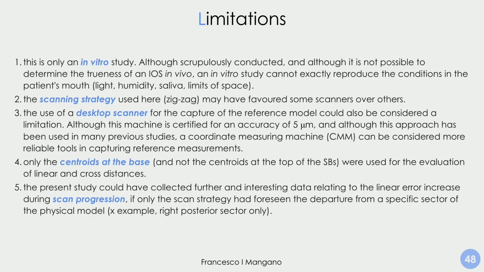We used the desktop scanner as reference and not an industrial scanner, but it's not a main limitation because this scanner is very powerful and of industrial origin. And maybe the scan progression, because we didn't always start from the left or the right. Sometimes we started from the posterior left, sometimes from the posterior right, and we lost the opportunity to calculate how the percentage of error increased during the scan. It is a consideration that we will use in other studies.